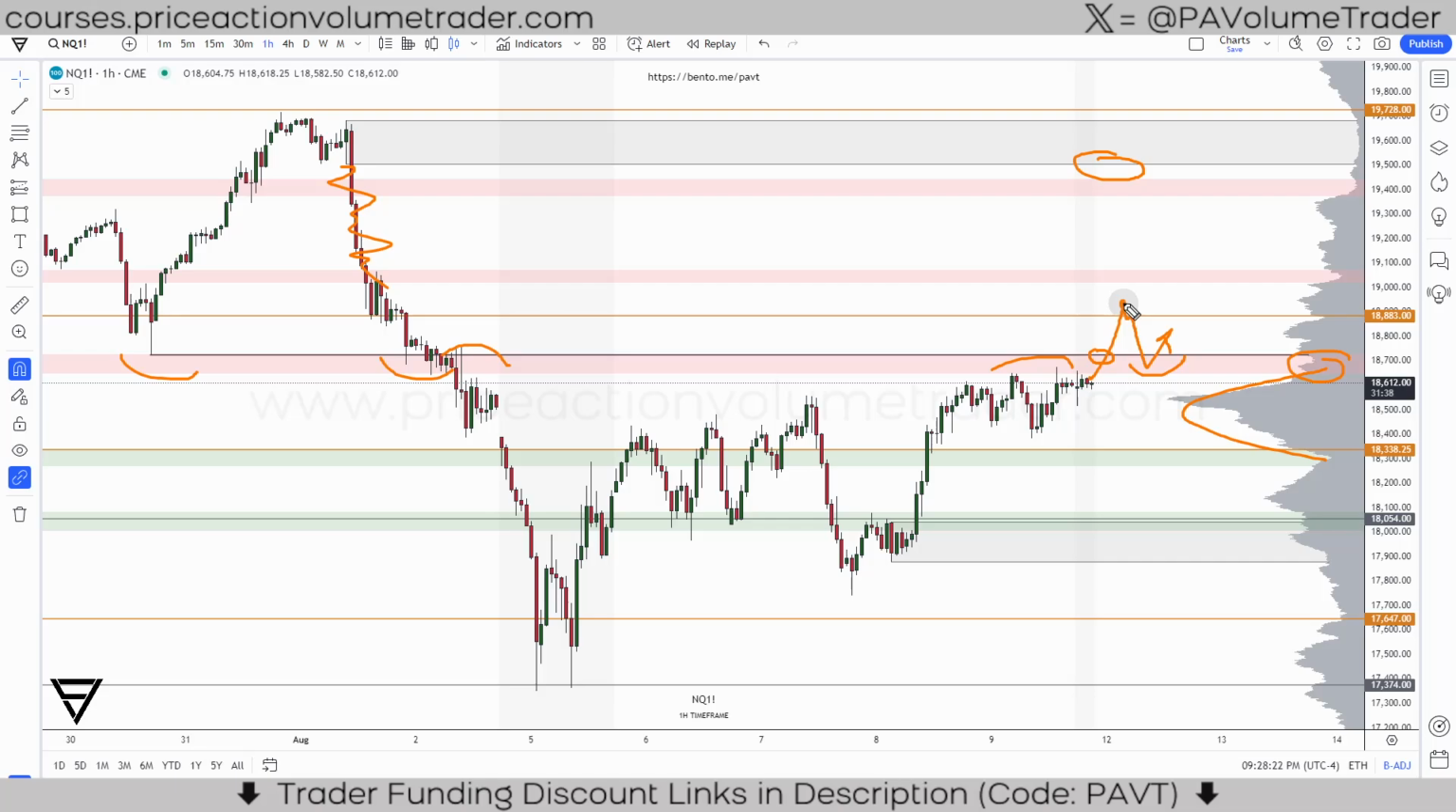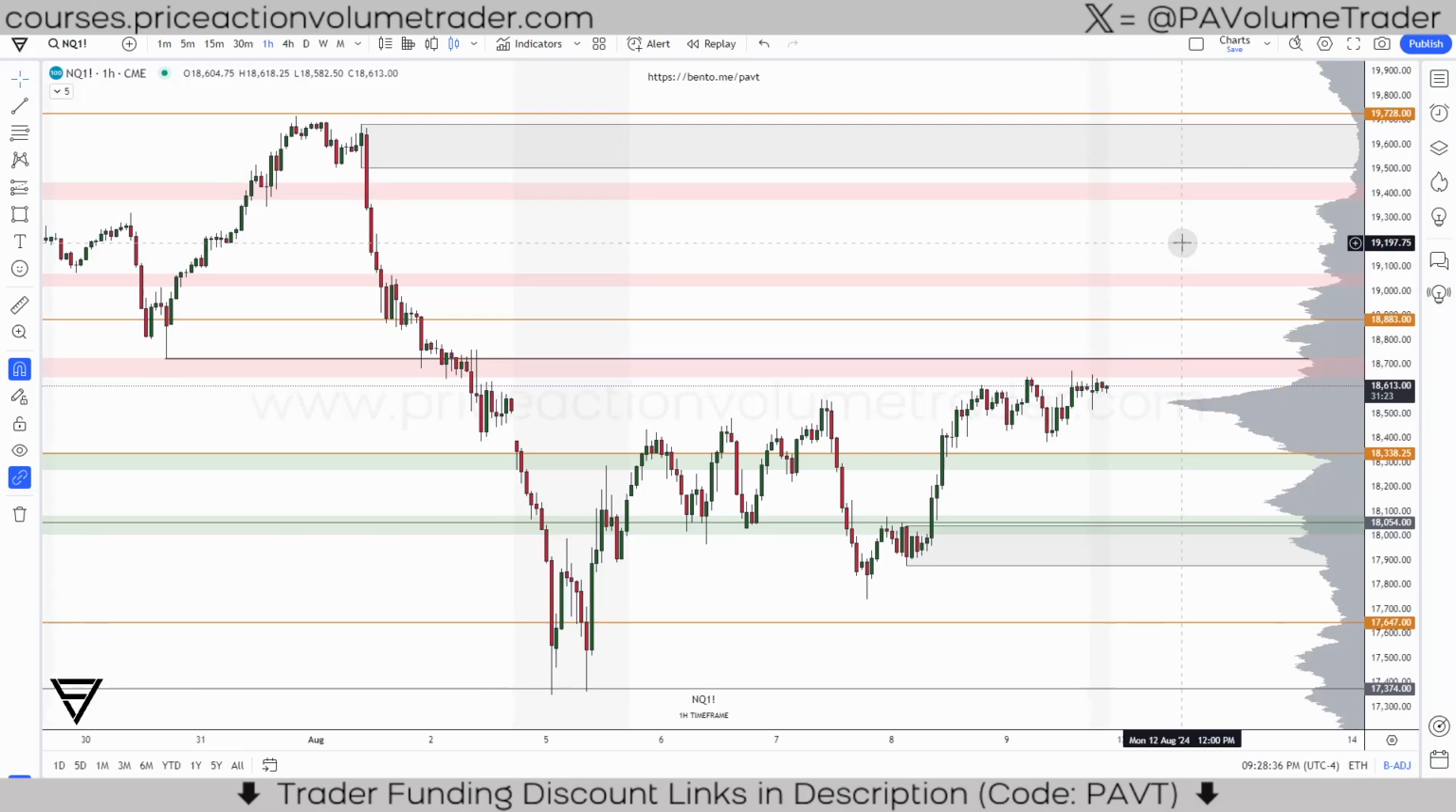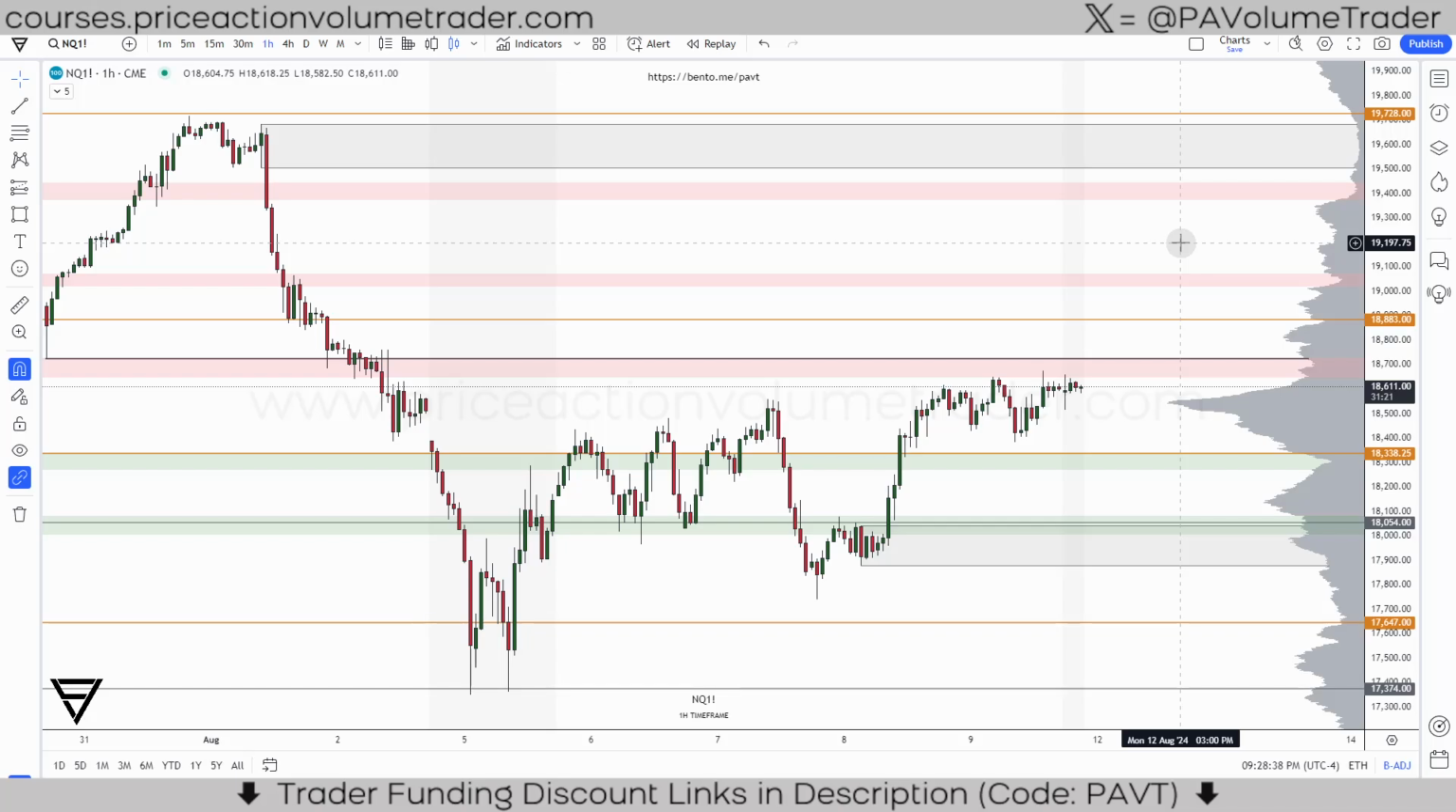If now we're above it, if we're coming down into it, now I'm looking for support again with a clear invalidation, let's say, under this swing low, under the point of control.